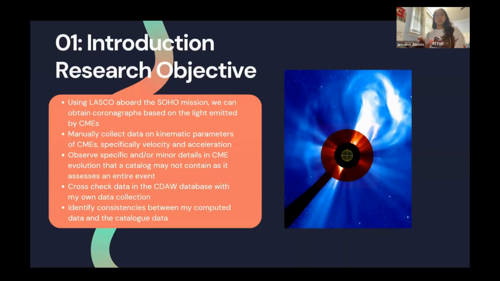So starting off with the research objective, I'm using coronagraph images from LASCO, which stands for Large Angle and Spectrometric Coronagraph Experiment, aboard the SOHO, which stands for Solar and Heliospheric Observatory mission from NASA. So that's a mission that's in space currently and is constantly taking pictures in the form of coronagraphs of the sun. Because you can't actually photograph the sun, the way a coronagraph works is it captures the light and the electrons that are emitted from the sun during events such as these. So as you can see, it shows up as a white image because that's just light from the CME.